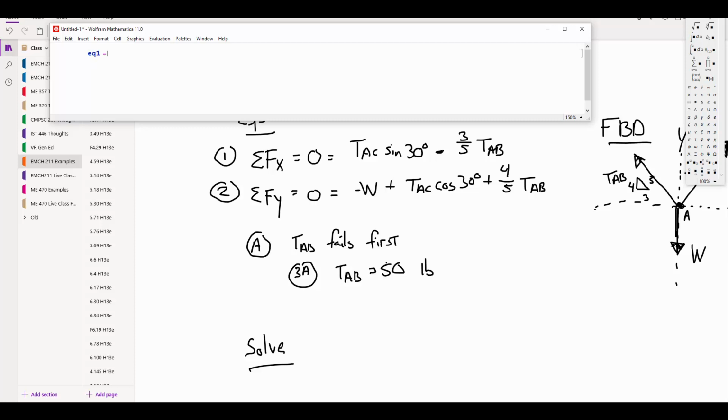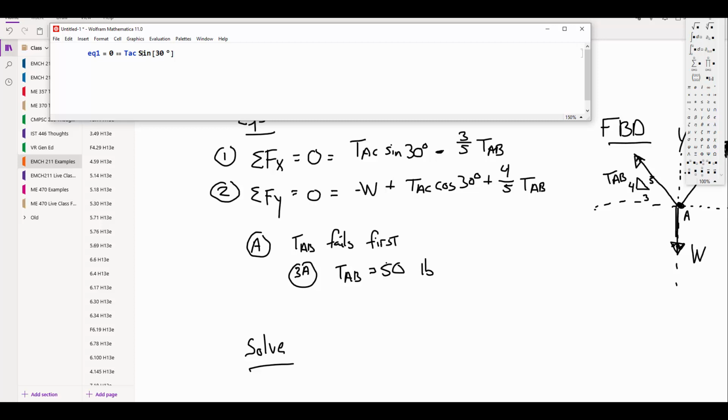So equation 1 is going to be 0 equals. When using Mathematica, I am naming this first equation EQ1. I use a single equal sign, and now I'm going to put in what I have written down. So 0 double equals TAC sine 30 degrees.